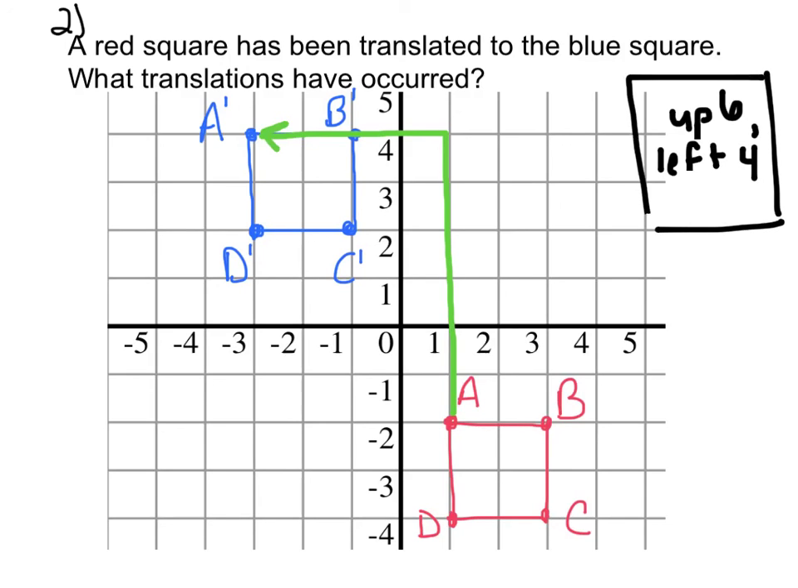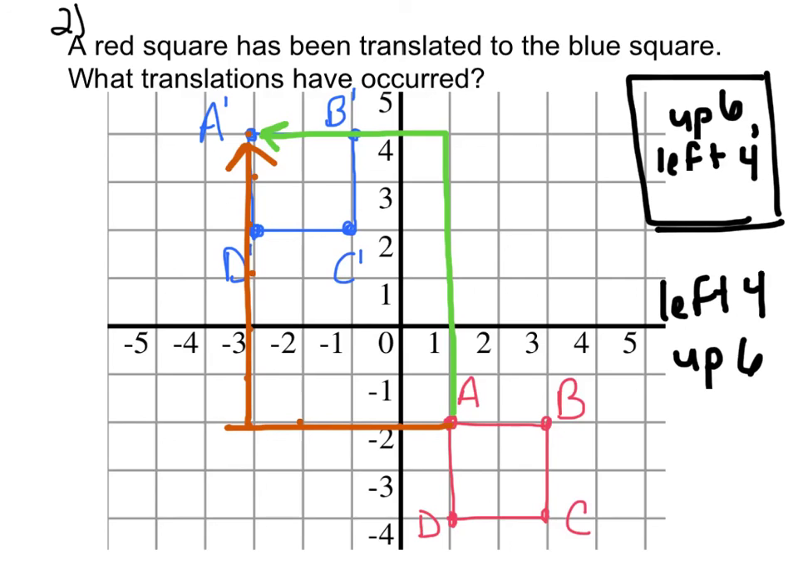But there's another answer you could say. I'm going to put this in orange. You could go this way: left 1, 2, 3, 4, and then up 1, 2, 3, 4, 5, 6. So we could say left 4 and up 6. Either way, you're going to get the same translation. But the figure, remember, the figure is the original shape. The image is the translated shape. So up 6, left 4, or left 4, up 6.